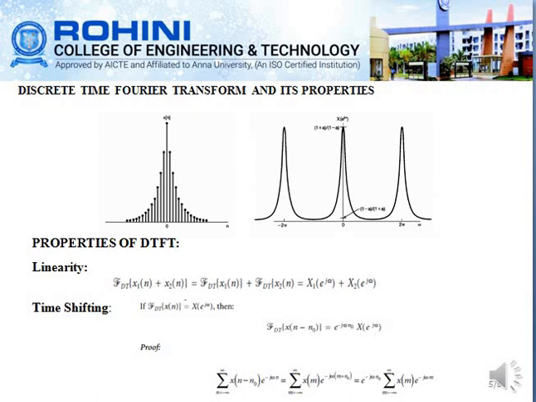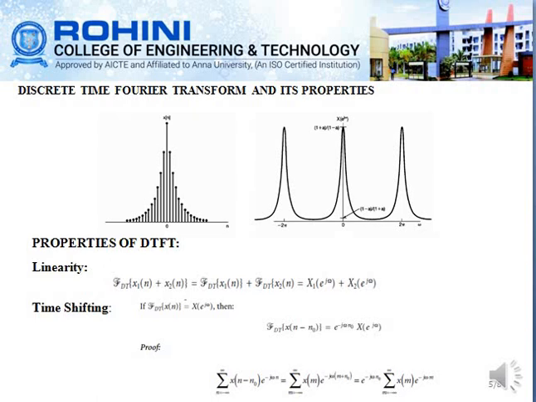The properties of discrete time Fourier transform. Linearity property: the Fourier transformation of x1(n) plus the Fourier transformation of x2(n) gives X1(e^jω) plus X2(e^jω). Time shifting property: the Fourier transformation of x(n minus n naught) is equal to e^(-jωn0) times X(e^jω).